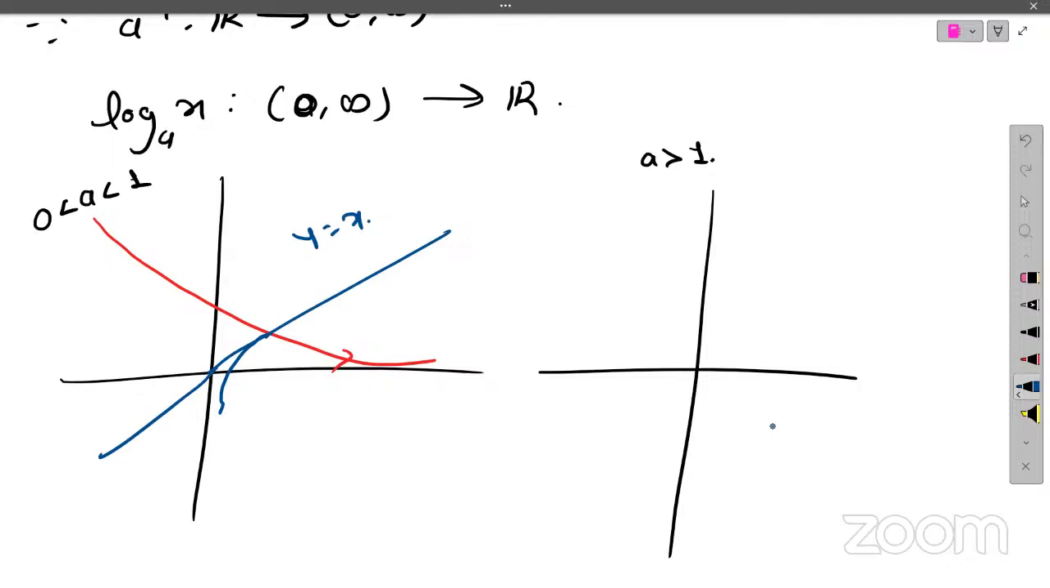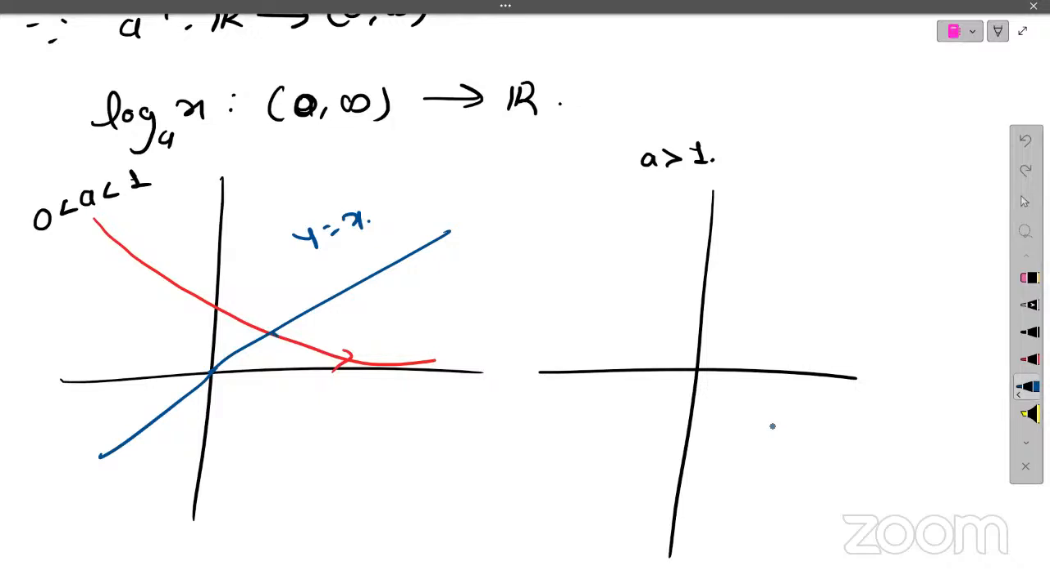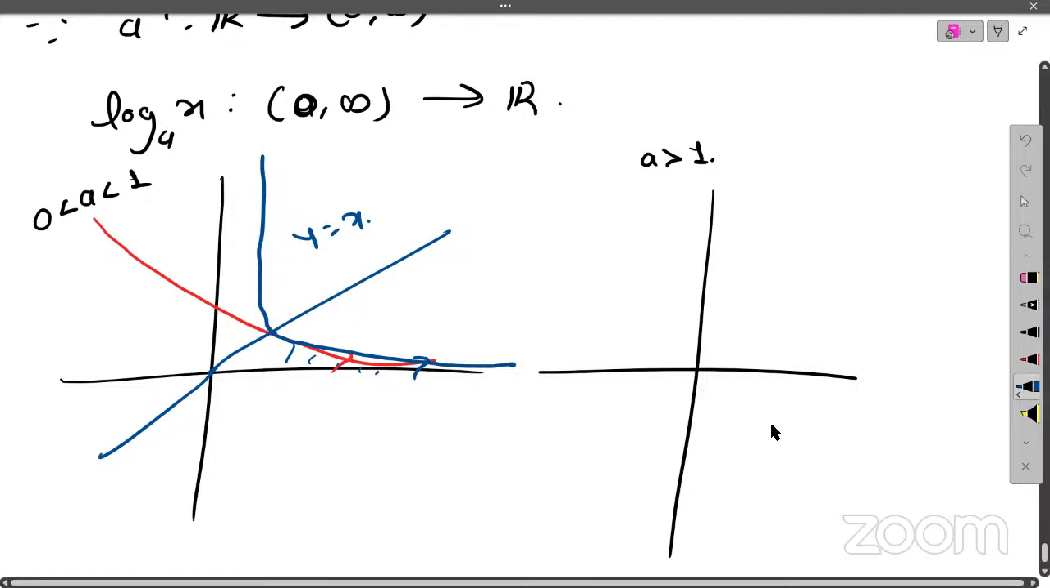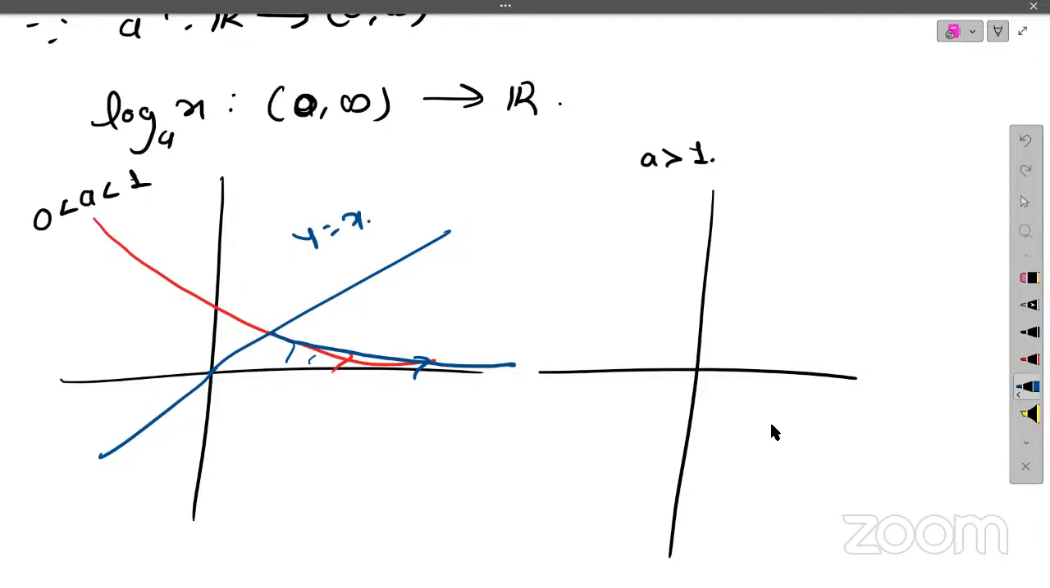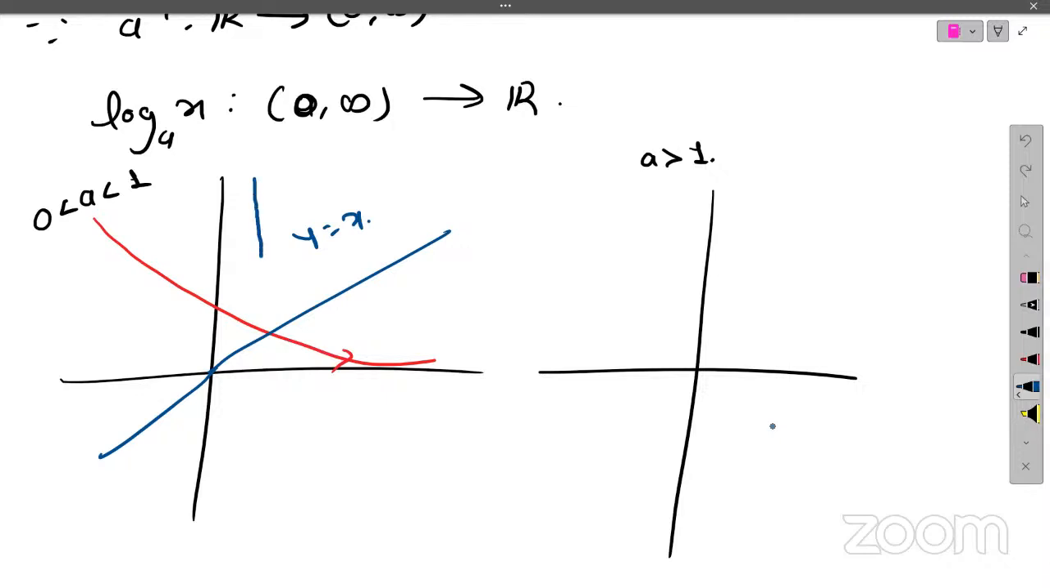No, wait a minute. Sure, let's go to Desmos. So the mirror image of this part will look something like this. And the mirror image of this lower red part will look like this. So it actually goes beyond the negative x-axis. Ma'am, could you show the graph of log x on Desmos? Yeah, that will be better.